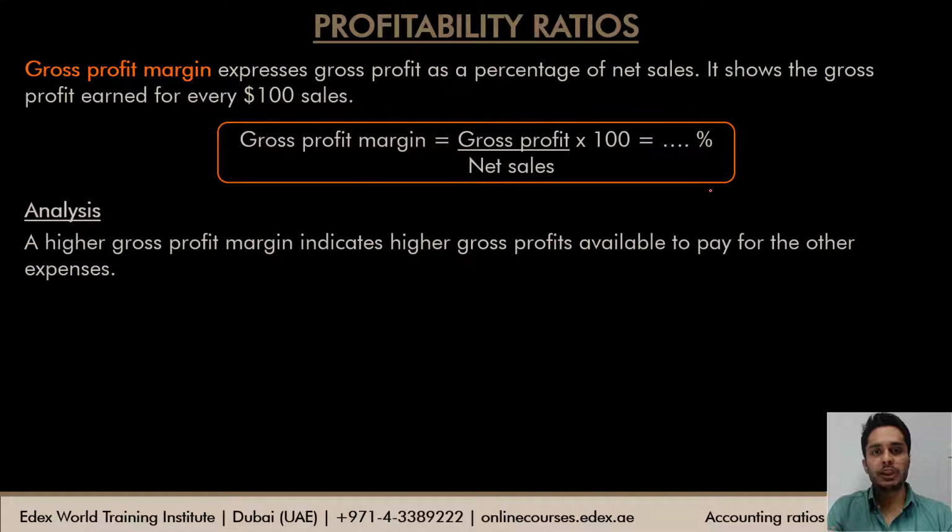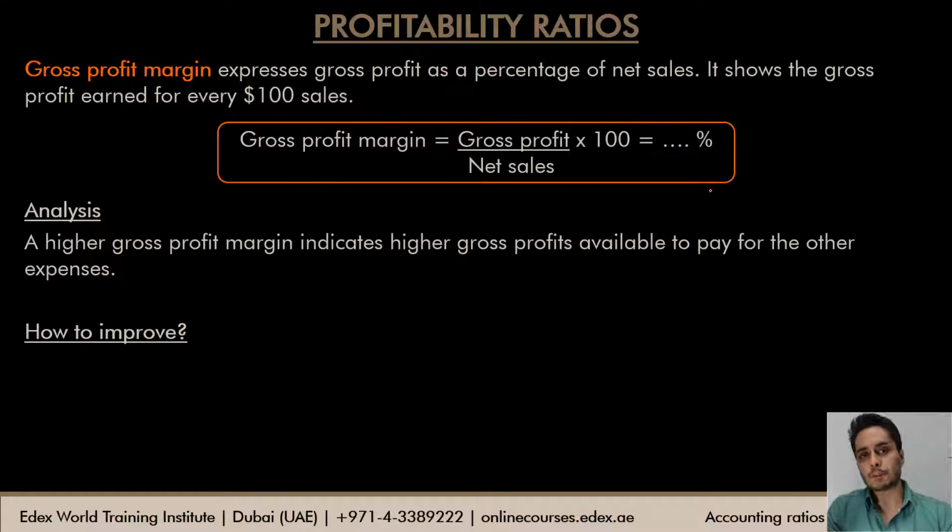The gross profit margin helps us to analyze the gross profit earning capacity of the business. A higher gross profit margin indicates that higher gross profit is available for the business to pay its other expenses in the firm and eventually earn a higher net profit.